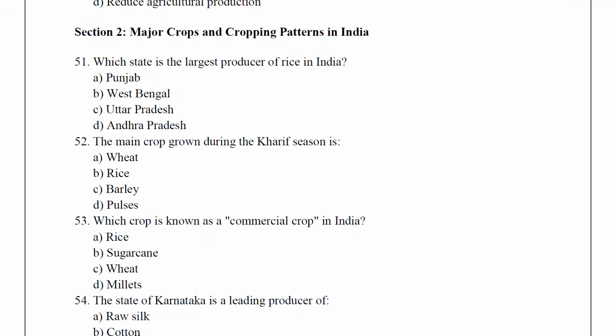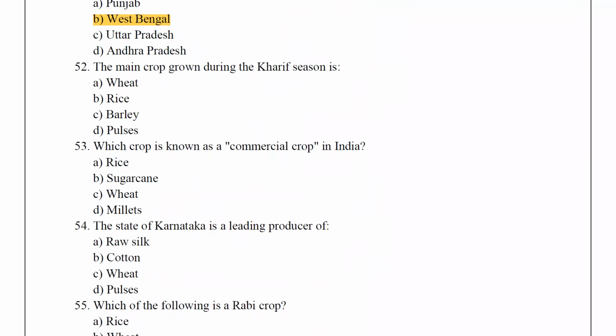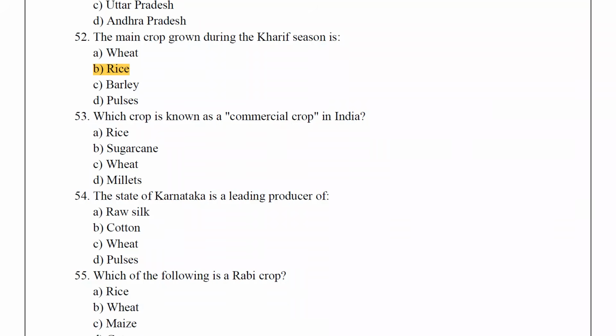Second topic, major crops and cropping patterns in India. Which state is the largest producer of rice in India? West Bengal. The main crop grown during the Kharif season is rice.